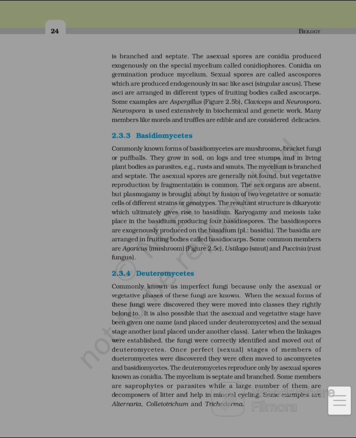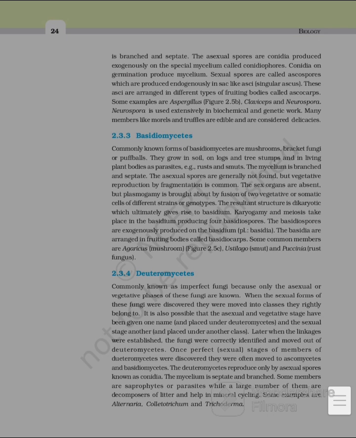The sex organs are absent, but plasmogamy is brought about by fusion of two vegetative or somatic cells of different strains or genotypes. The resultant structure is dikaryotic, which ultimately gives rise to the basidium. Karyogamy and meiosis take place in the basidium, producing four basidiospores. The basidiospores are exogenously produced on the basidium (plural basidia). The basidia are arranged in fruiting bodies called basidiocarps.